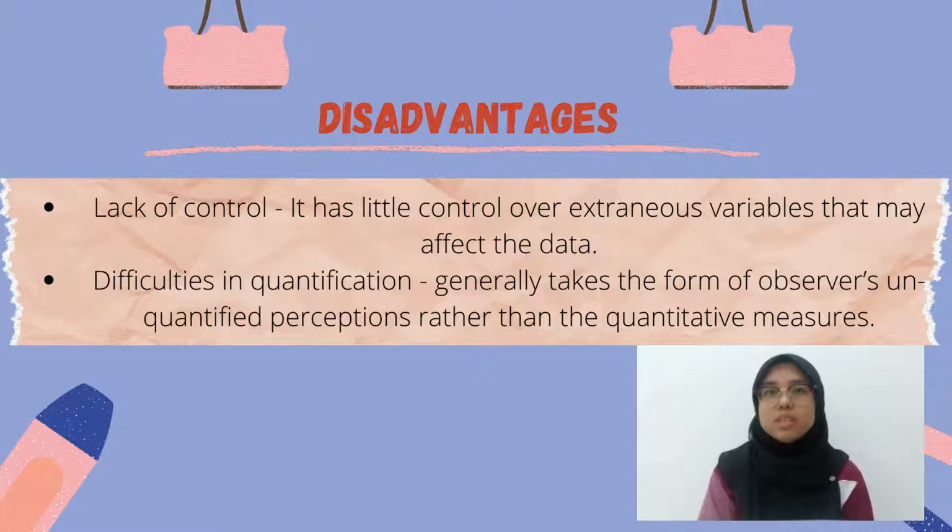The second point is difficulties in quantification. Measurement in observational studies generally takes the form of observers' unquantified perceptions rather than the quantitative measures often used in the survey and experimental studies. As we know, observation involves a lot of time and one has to wait for an event to happen to study that particular event.